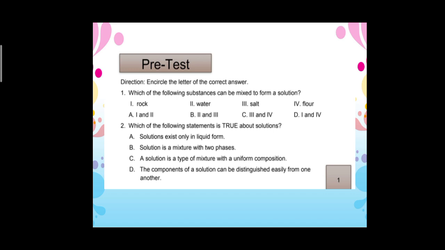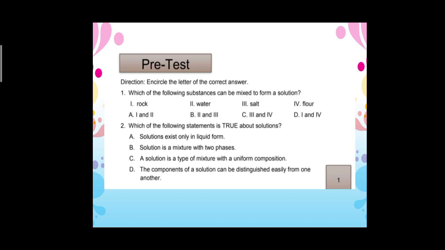For number 1, which of the following substances can be mixed to form a solution? 1 rock, 2 water, 3 salt, 4 flour. A, 1 and 2. B, 2 and 3. C, 3 and 4. D, 1 and 4. Okay, write your answer.